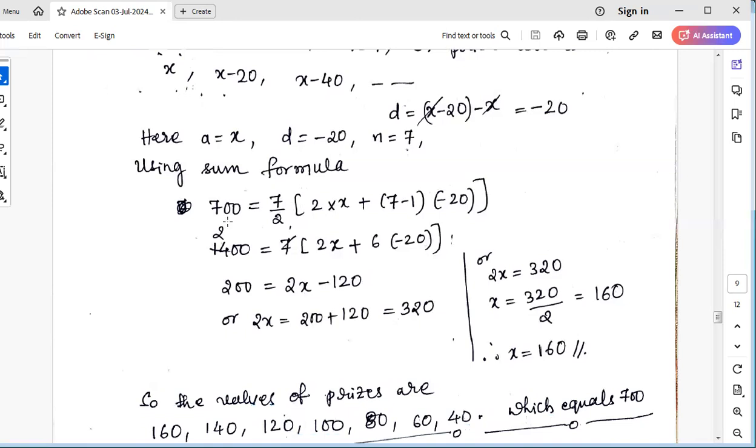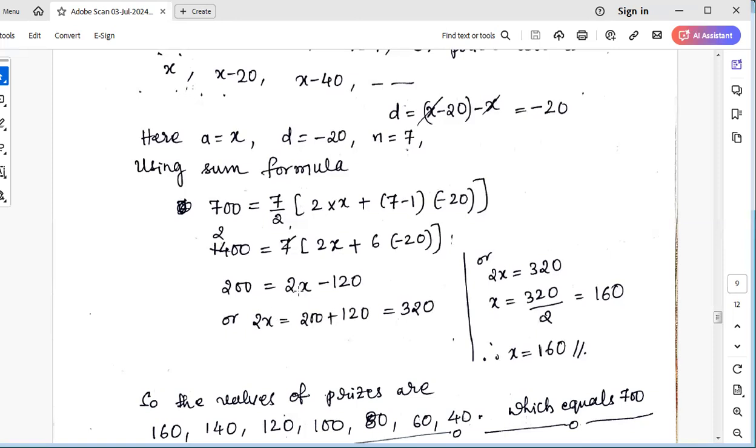So 700 is equal to n by 2, 7 by 2 into 2a, a is x plus 7 minus 1 into d, minus 20. So here I have cancelled: 7 ones are 7, twos are 14, so it gets cancelled. In this bracket it is 2x plus 7 minus 1 is 6, into minus 20. So here 200 is left, is equal to 2x, and 6 into 20 is minus 120.